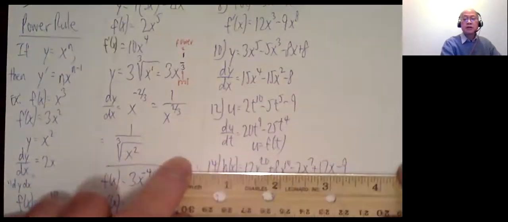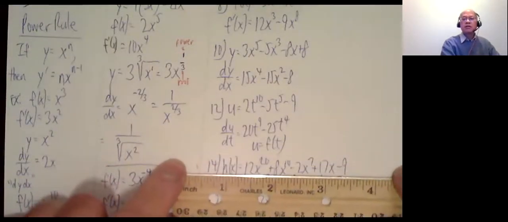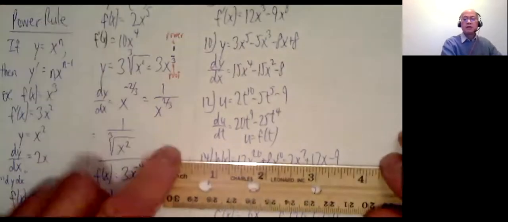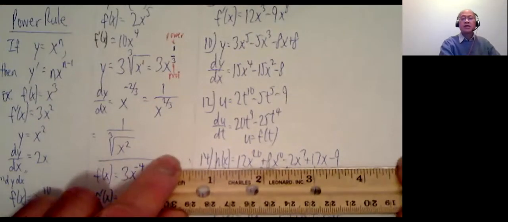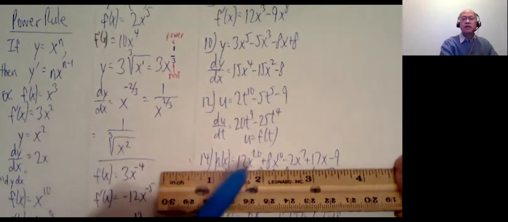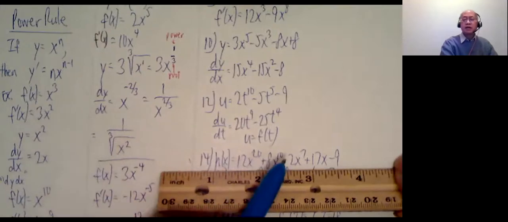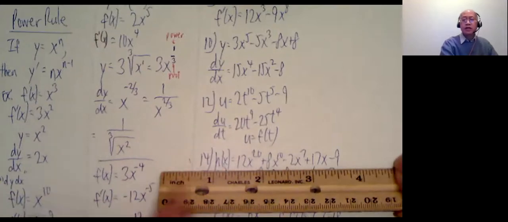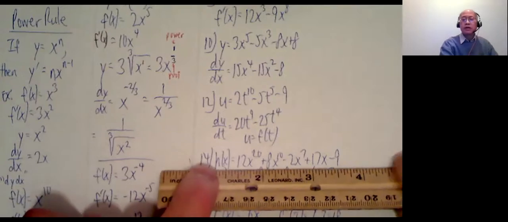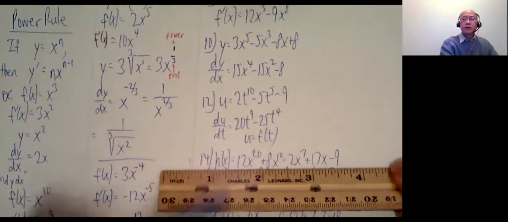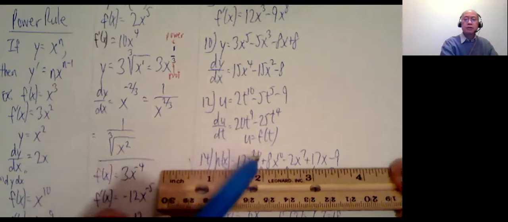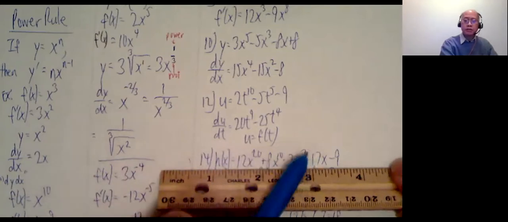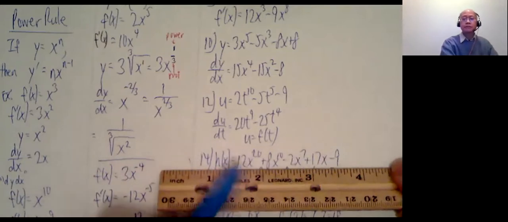Okay, 14. A little bit harder, but nothing you can't figure out. h of x is 12x to the 20th plus 8x to the 10th minus 2x to the 7th plus 17x minus 9. So how do I differentiate? Take the derivative of the whole thing. Just give me the derivative of this plus the derivative of this minus the derivative of this plus the derivative of this minus the derivative, right? Just go down the line.